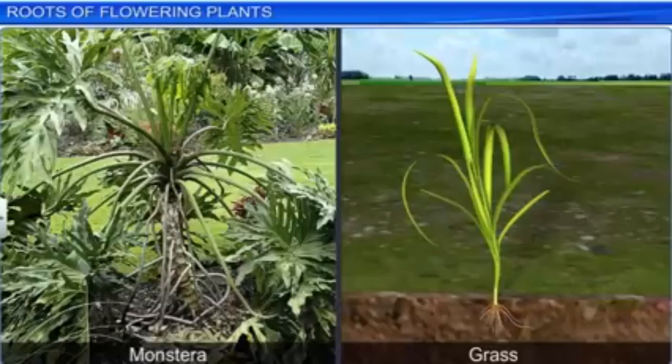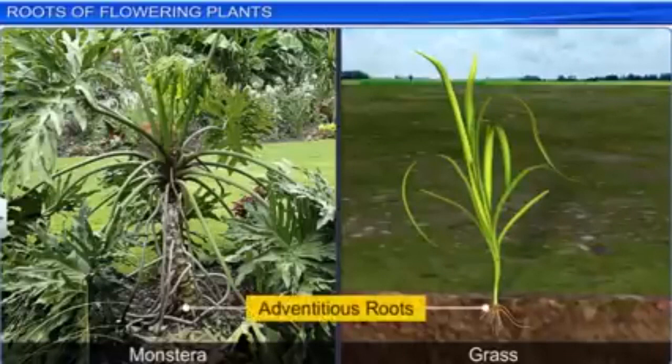There are some plants like monstera and grass, which have roots that do not arise from the radicle. The roots emerge from various other parts of the plant, like the stem or the leaf. These roots are known as adventitious roots.